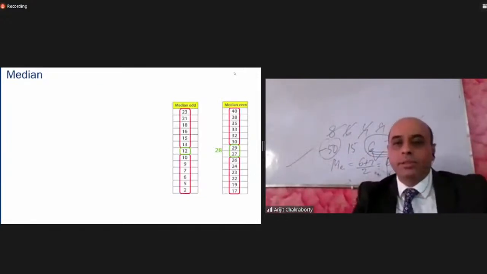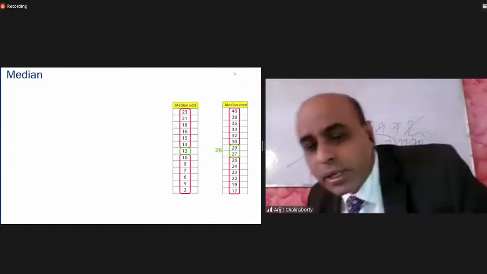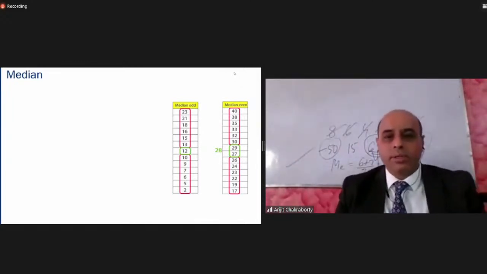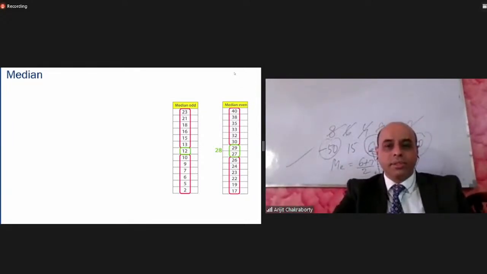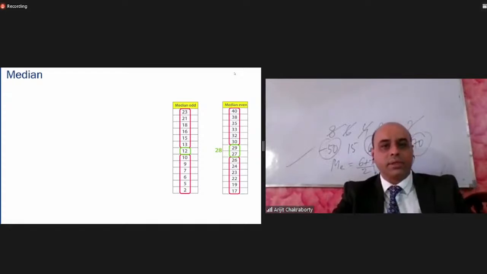So let us see this table, which you can see for the odd number. There are a number of digits: 23, 21, 18, 16, 15, 13, and so on. In the first example, the median is 12 because it comes in the middlemost. Kindly note that in the first example, the numbers are arranged in decreasing order, not in increasing order. Also in the second example, starting with 40, 38, 35, 33, 32, 30, it is in descending order. But here you can see that the median is the middlemost numbers, 27 and 29.